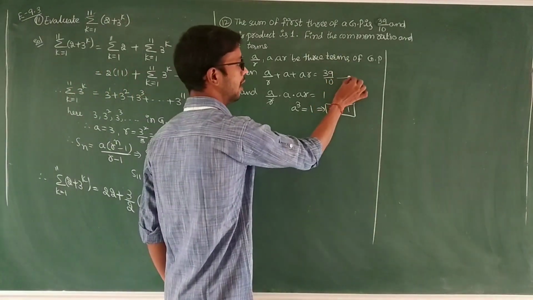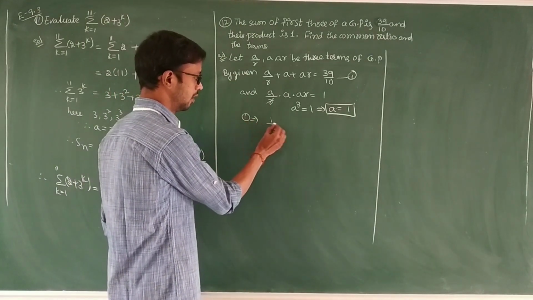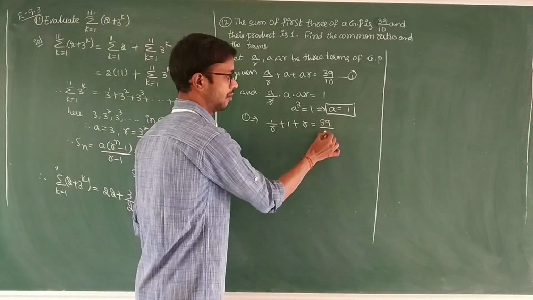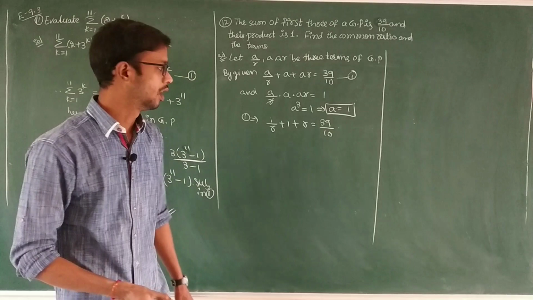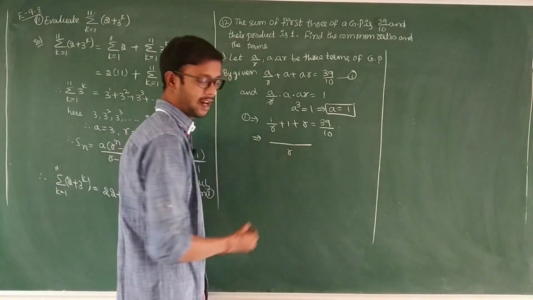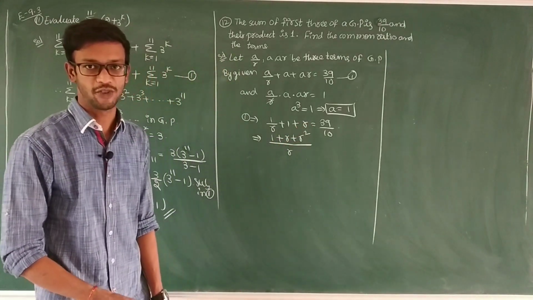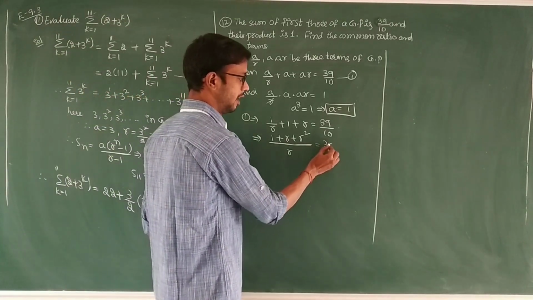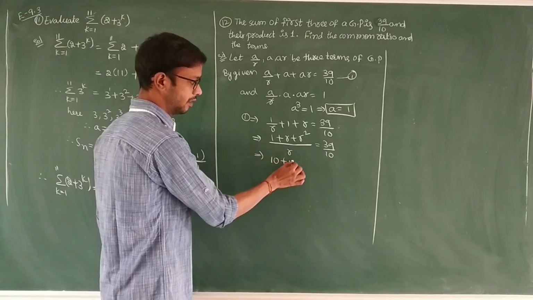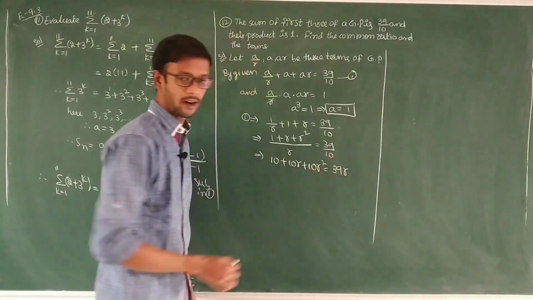This 1 substitute in equation 1. This implies 1 by r plus 1 plus r is equal to 39 by 10. So now make the simplification. Take the LCM, r. 1 plus r square by r, star multiplication, is equal to 39 by 10. Cross multiply: 10 plus 10r plus 10r square is equal to 39r.